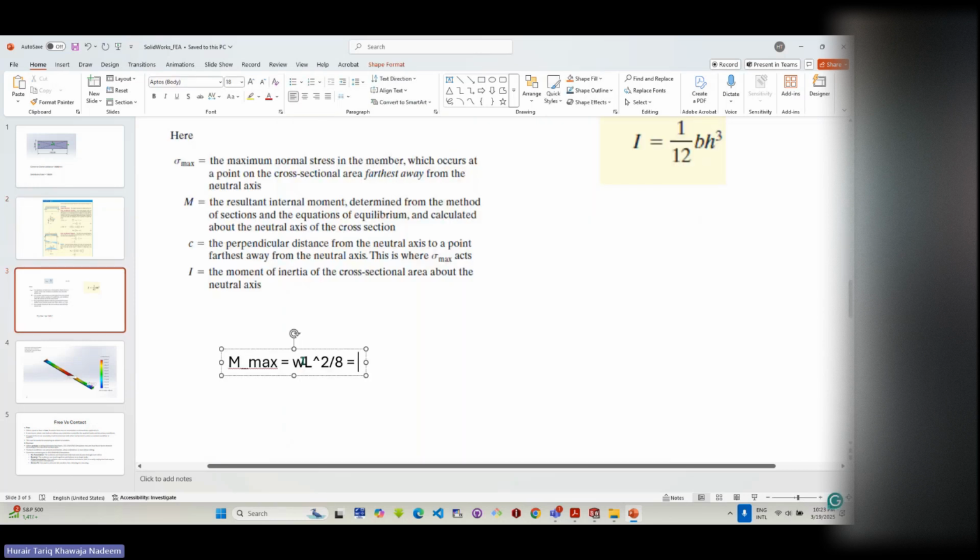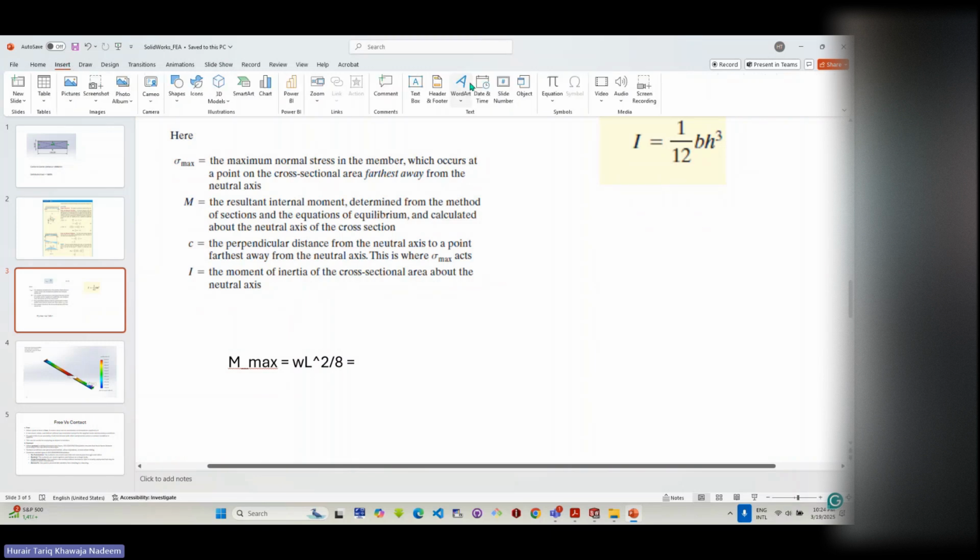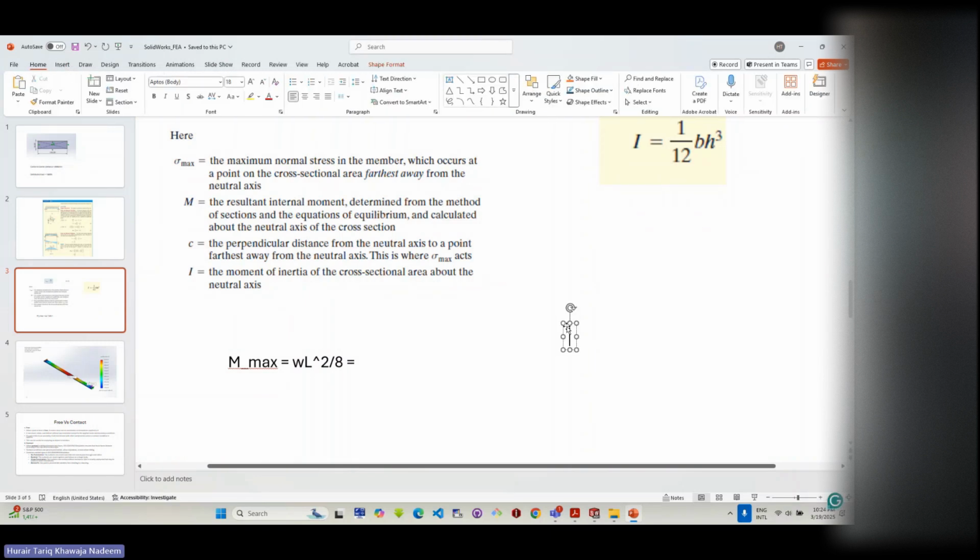So what is W? W is weight per unit length. Remember, it's not weight per unit area. This is how it is defined. So the total weight or load, you can say, is actually 1000 Newton. How much was the length? 2 meter. Which is equal to 500. So you come over here. So it's 500 multiplied by L, which is what? 2 divided by 8, isn't it?